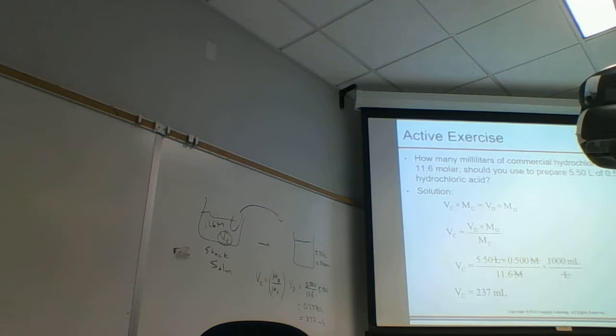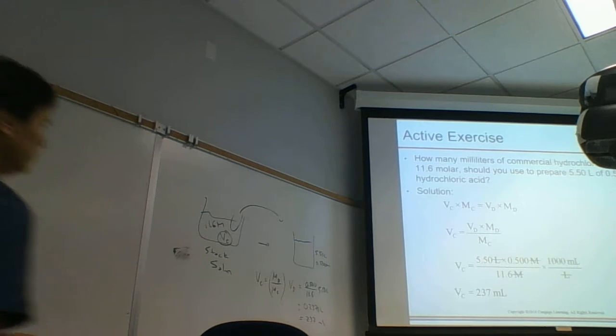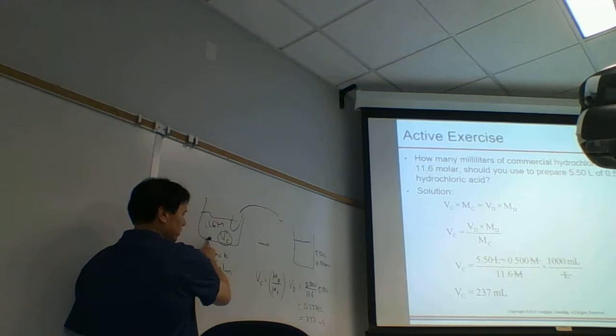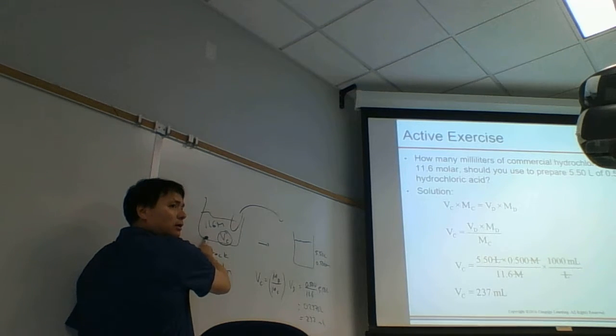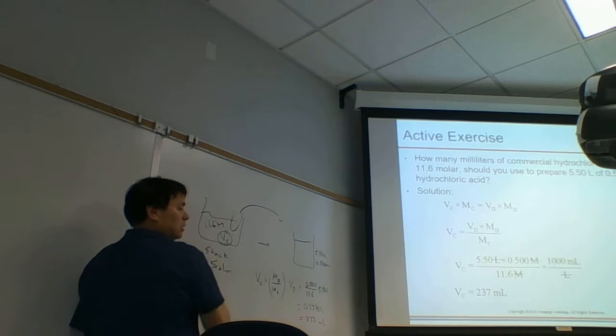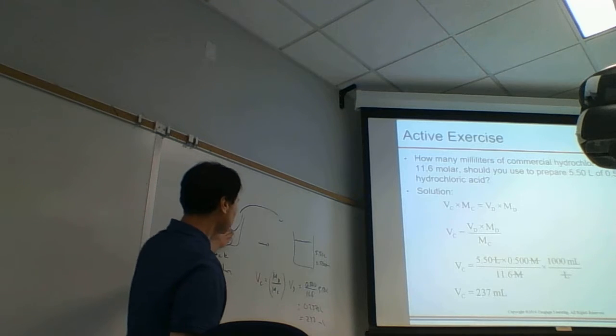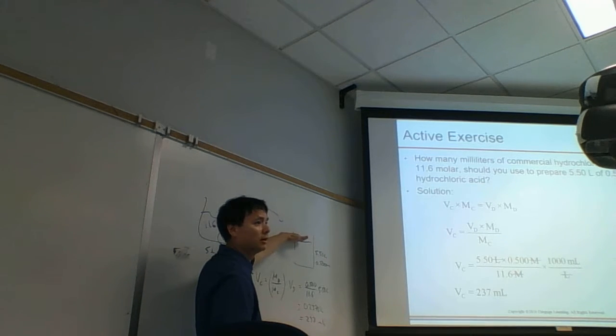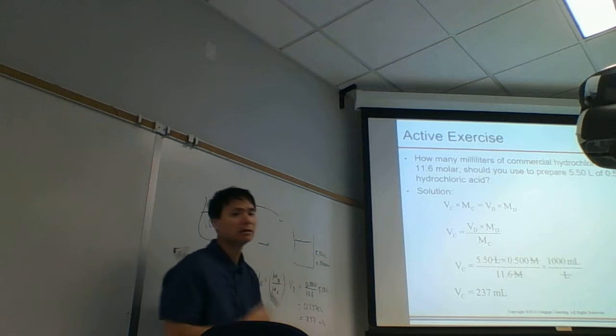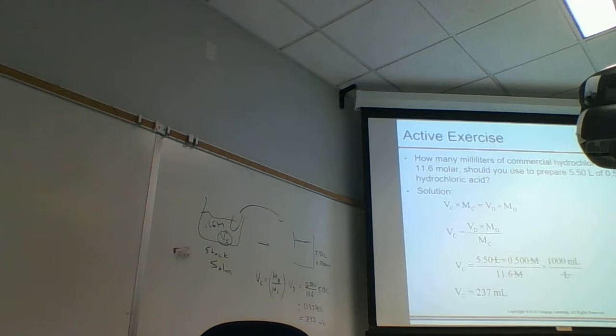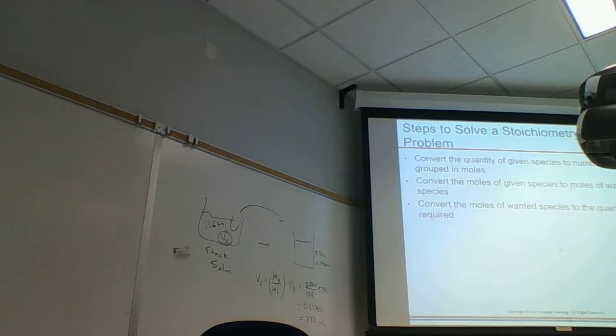So what we're going to do is make sure we have at least 237 milliliters of this. If we only had 100 milliliters, then that's not enough. And so we need lots of stock solution. So we'll take 237 milliliters of stock solution and then dilute it to 5.5 liters by adding water. Does that make sense? That's what I do. This is solution. It's very useful for lab.